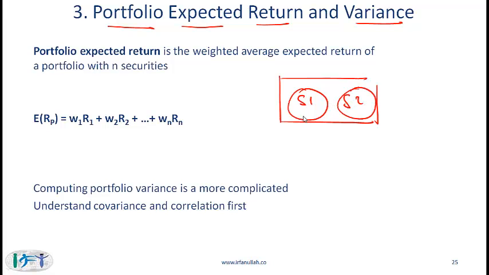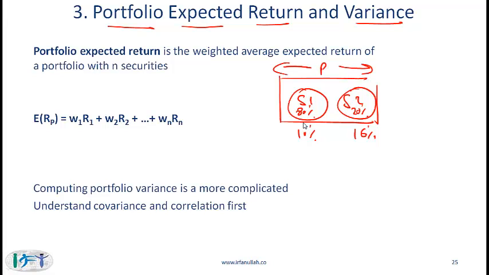Let's say that stock 1 represents 80% of your portfolio and stock 2 represents 20%. If the expected return on stock 1 is 10% and the expected return on stock 2 is 16%, then what is the expected return on this overall portfolio?